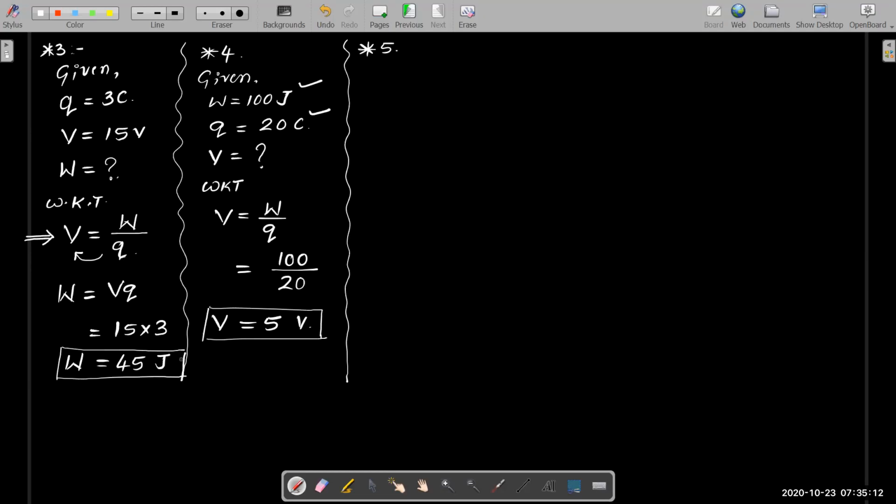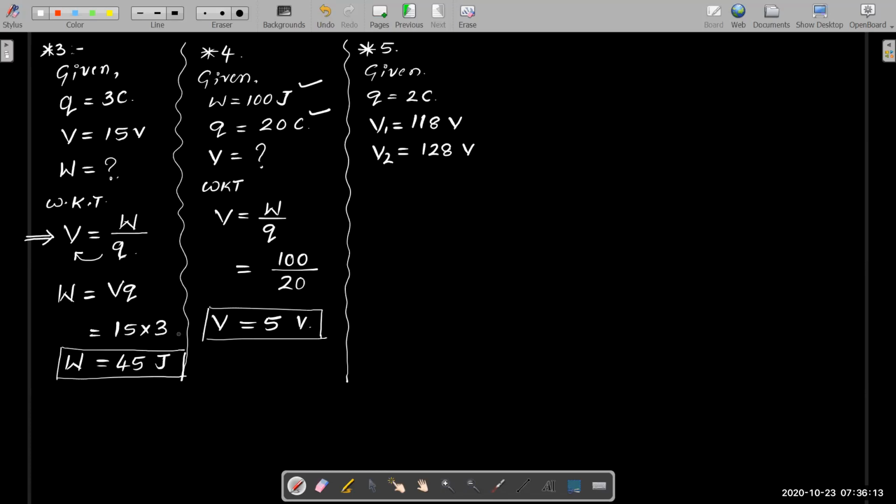How much work is done in moving a charge of 2 coulomb from a point of 118 volt to a point of 128 volt.